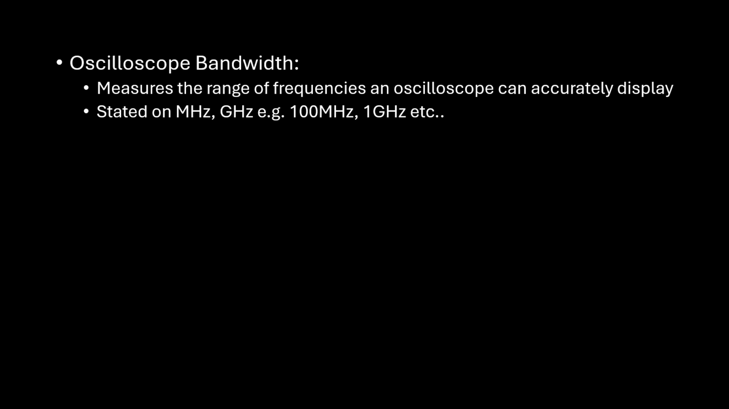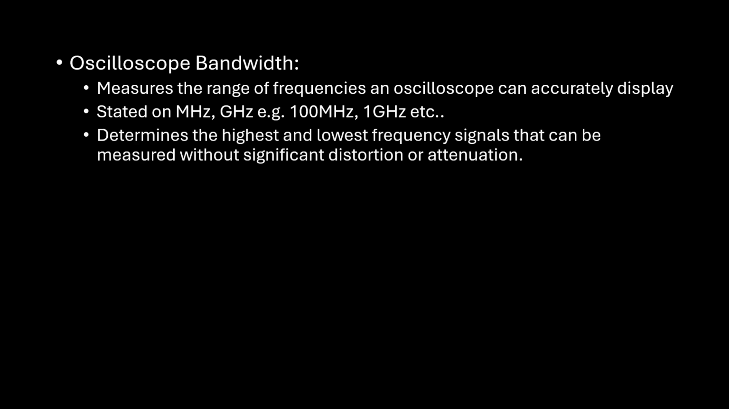It's stated in megahertz or gigahertz, like 100 megahertz, 1 gigahertz and so on. The higher the bandwidth, the more expensive the equipment becomes, because it determines the highest and the lowest frequency signals that can be measured without significant distortion or attenuation. An oscilloscope can measure from DC or 0 Hz signals, so we are interested in the highest frequency signal here.